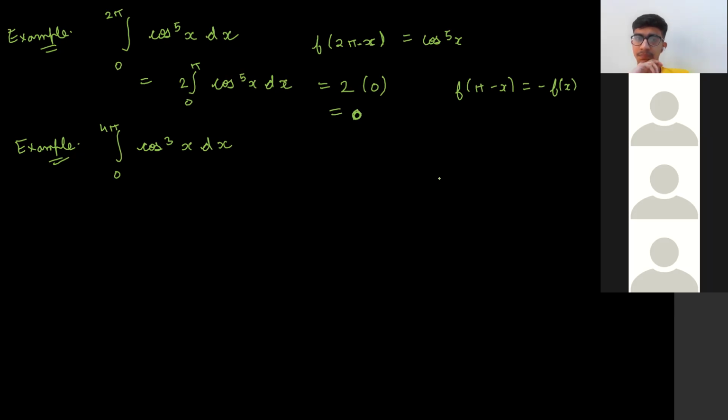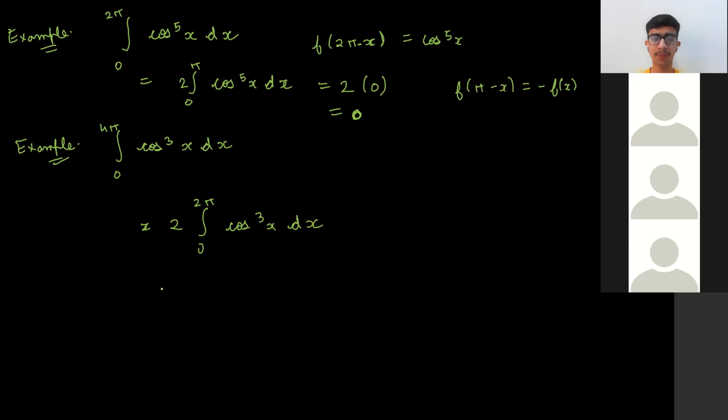So it'll be 4 pi minus x, which will be again cos raised to 3x. So that means 2 times integral 0 to 2 pi. Now it becomes half of it, right? 4 pi by 2, cos cube x dx.